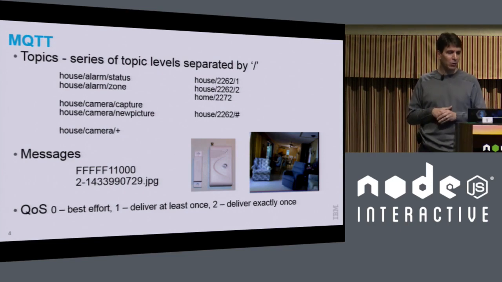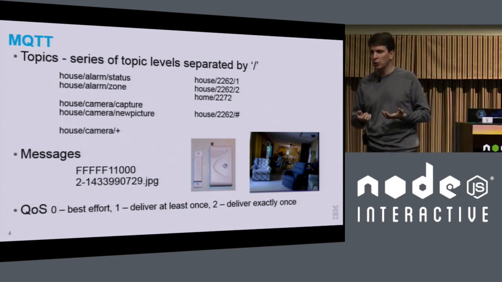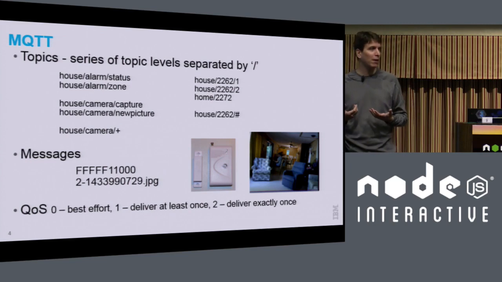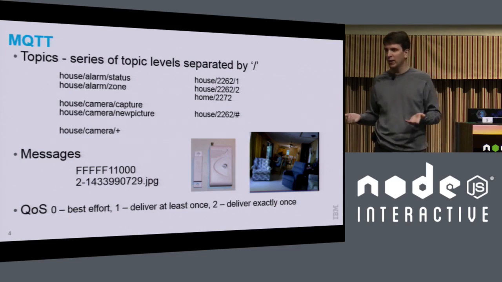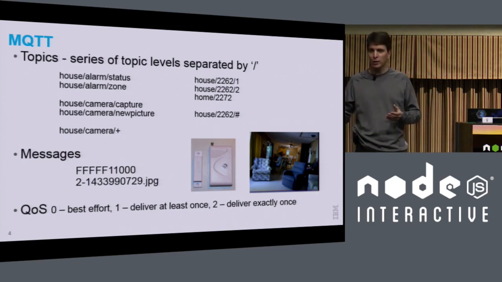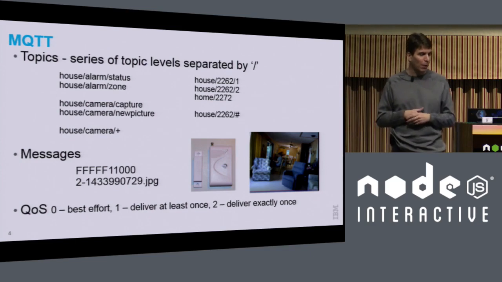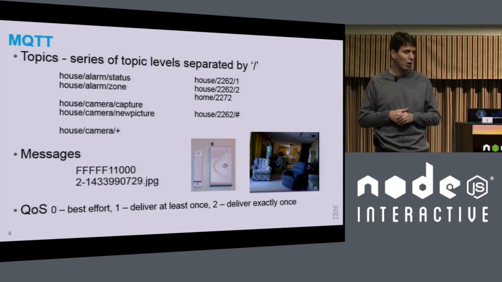Over here, the house 2262/1/2, in the project that I've done, I use 433 megahertz devices. And there's a standard protocol, the 2262, 2272 protocol, which is often used to communicate those. So I just map those directly into my topics so that when a particular device sends a wireless message, I'll end up publishing a message to that particular topic.